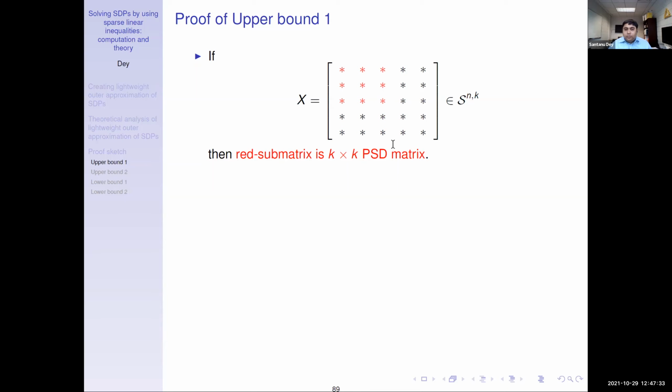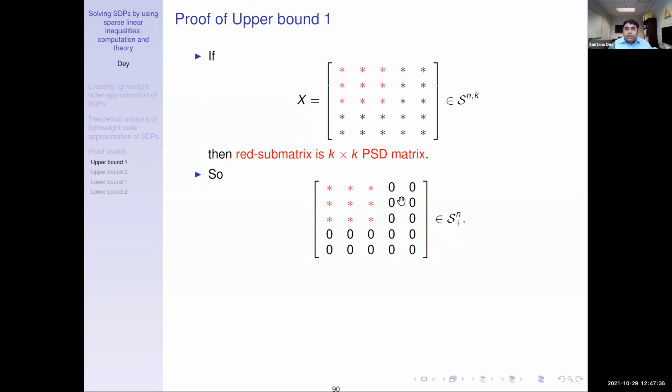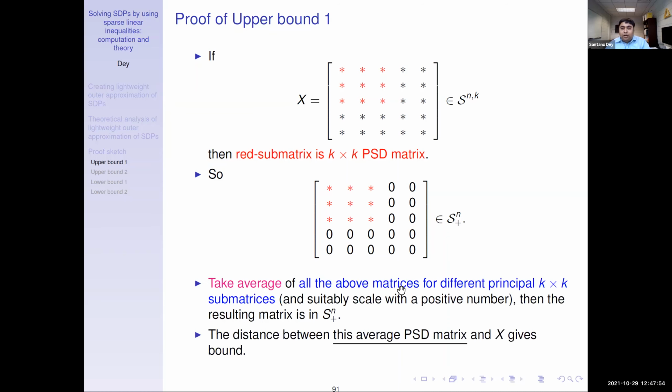So here's what I'm going to do. I'm going to take this matrix X, and I'm going to construct this new matrix where I just zero out everything else. Now it's very easy to see that because this original submatrix was PSD, this whole matrix is PSD. Now here's what I'm going to do. I'm going to take an average. I'm going to take every principal subset of size k, and for every such subset, I'm going to construct the zeroing out operation, and then I'm going to take an average of all of these guys. Now, an average of PSD matrices is PSD. It's just a convex combination of PSD matrices.